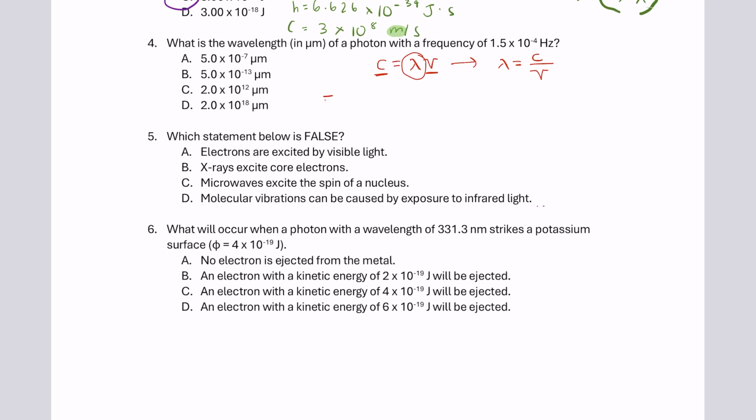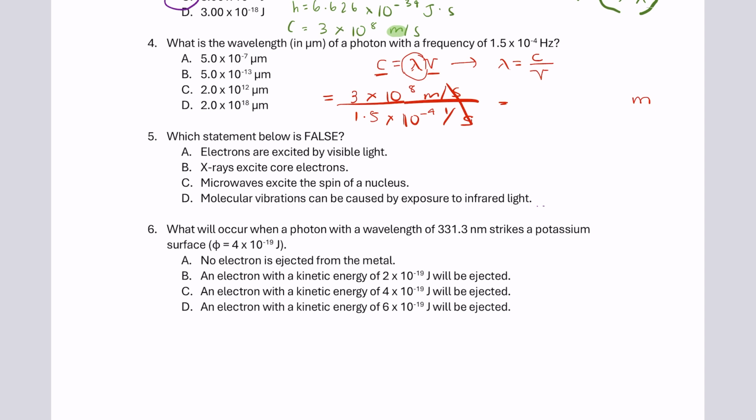Let's plug in the values and solve. The speed of light is approximately 3 times 10 to the 8 meters per second. Frequency is equal to 1.5 times 10 to the negative 4 hertz. By the way, hertz is just equal to 1 over seconds. So our seconds units cancel out, and we're going to get our final answer in units of meters. Now you can plug this into a calculator, or you can do this by hand.